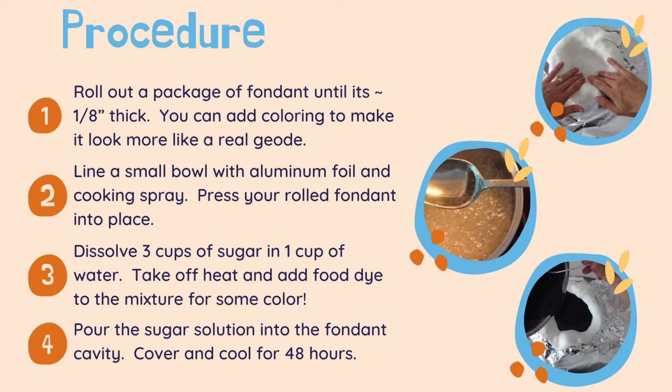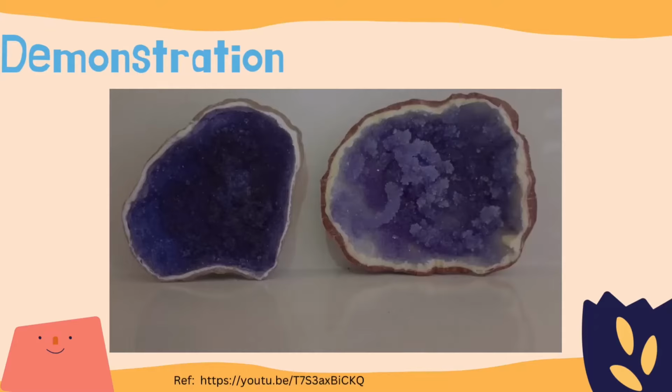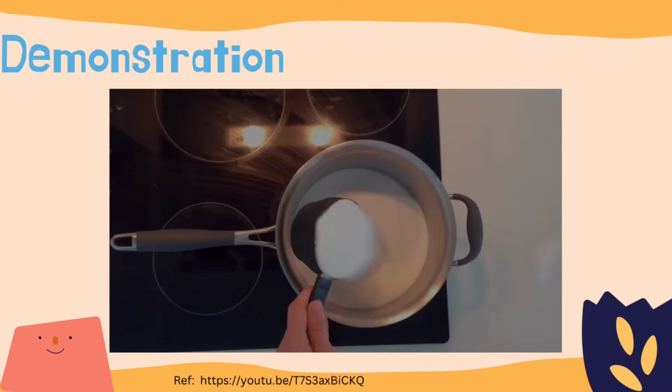Once our mold is ready, we can dissolve 3 cups of sugar into 1 cup of water. This is the supersaturated solution that will form our crystals. When it's dissolved, we'll add whatever color of food dye we want our crystals to look like. Finally, we pour our solution into the fondant mold and cover for at least 48 hours to give our crystals time to grow. Here's a demonstration of our process.